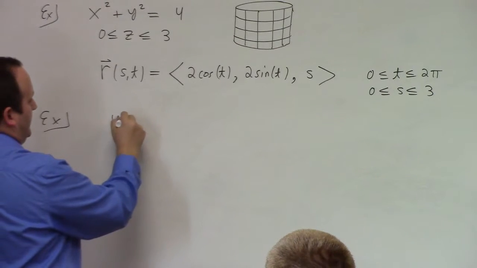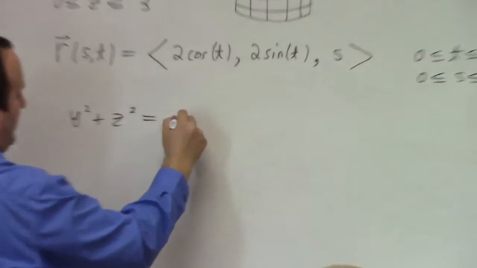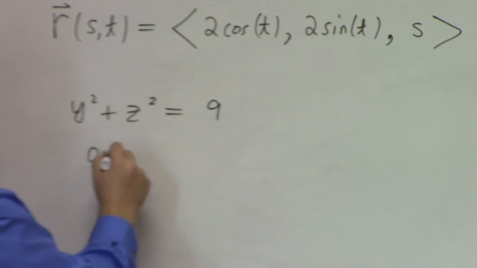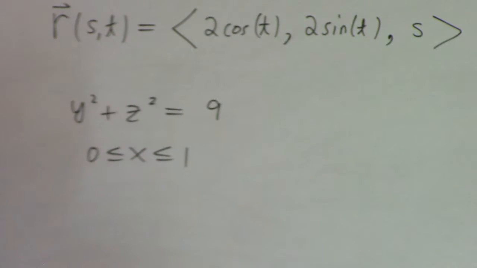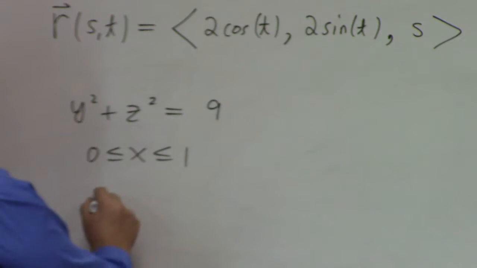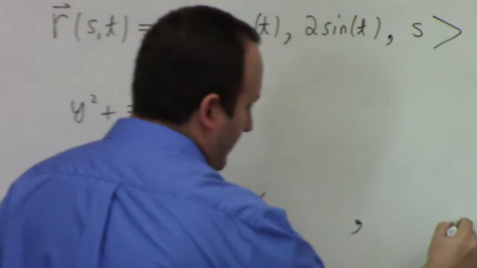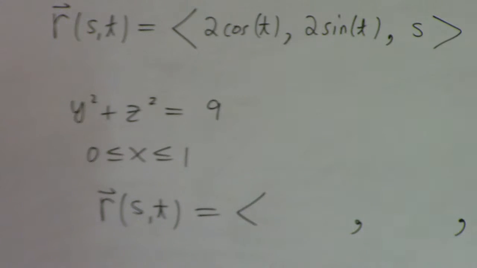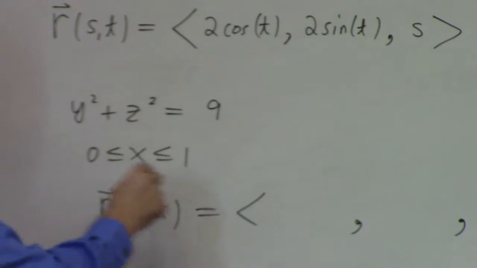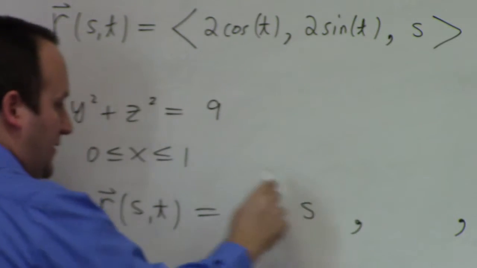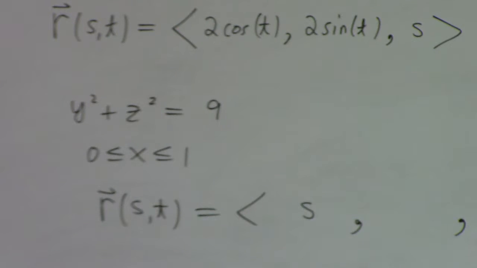Eventually it starts to click. For example, what if I was to give you this one? What if I said y squared plus z squared equals 9, and 0 is less than or equal to x is less than or equal to 1? Could you, from this example, tell me what to do here? I'm going to do the easy part. I'm going to put the s here because I'm going to let x just go from 0 to 1. I could even just say I'm going to use x as one of the parameters. I could put an x here and an x here if I wanted.